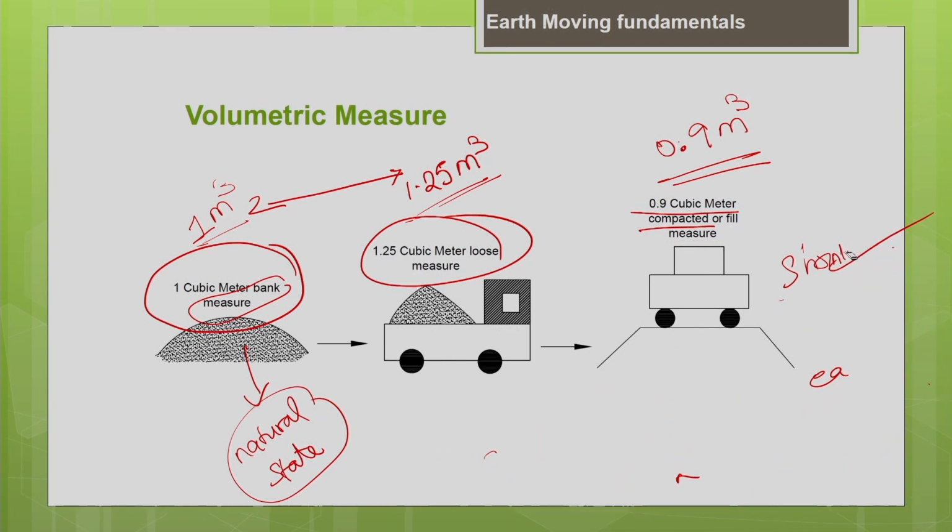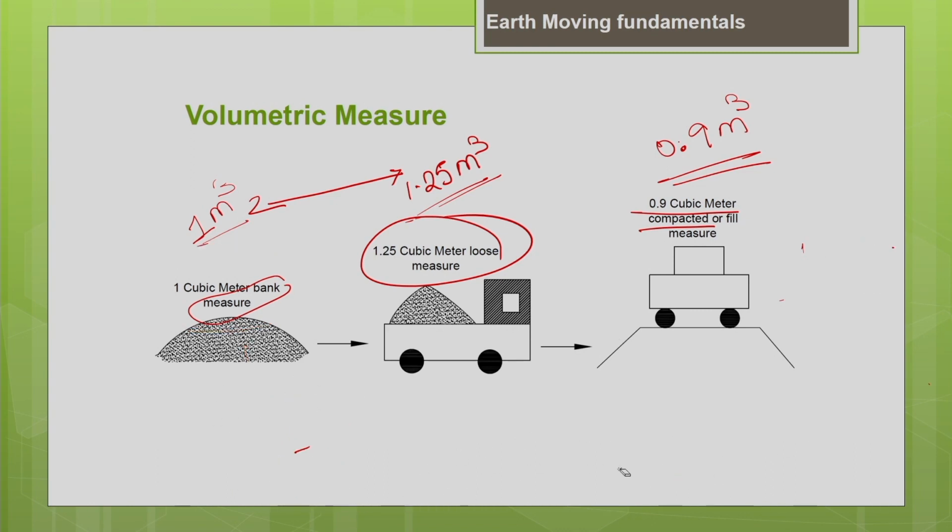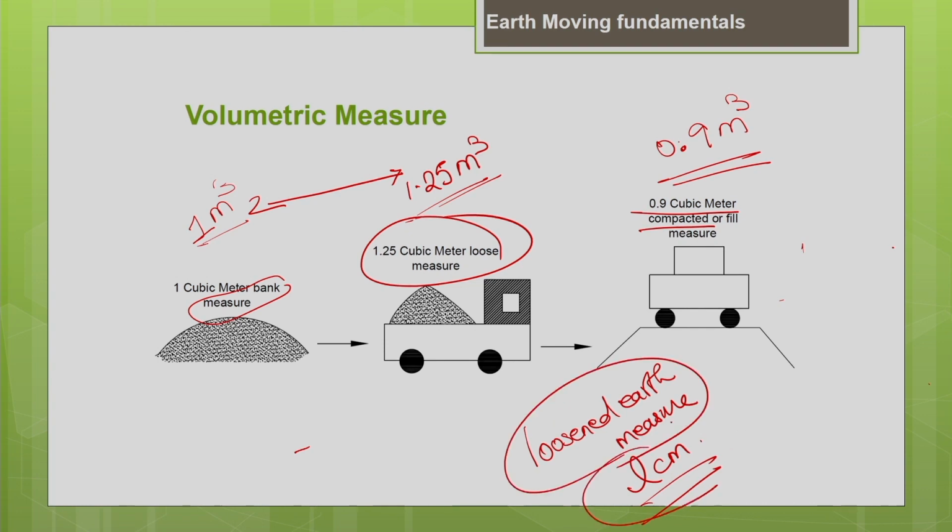One thing we have to keep in mind is that when you do volumetric estimations, when you do your productivity estimation, and you are expressing the volume of the particular material, you should maintain some consistency. For example, say you are going to estimate the productivity in terms of loosened earth measure, so you want loosened cubic meters. In that case, you have to consistently use this particular volumetric measure. When you do the estimations of your productivity, you have to consistently use the volumetric measure.